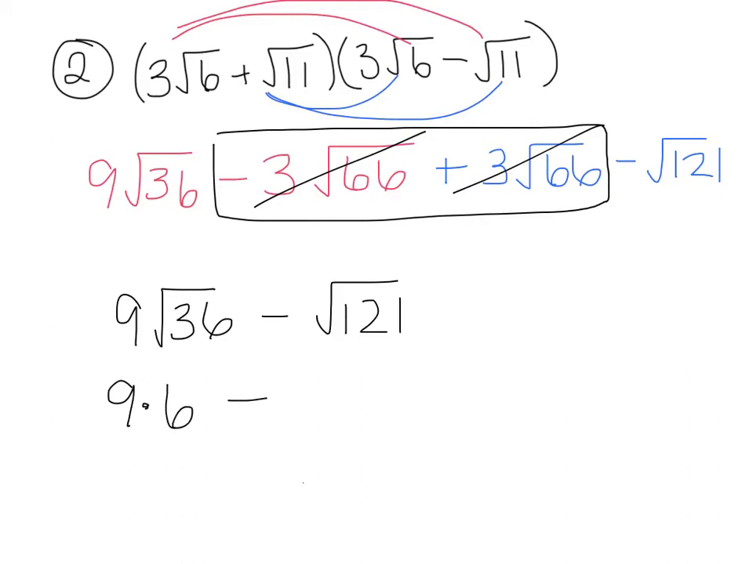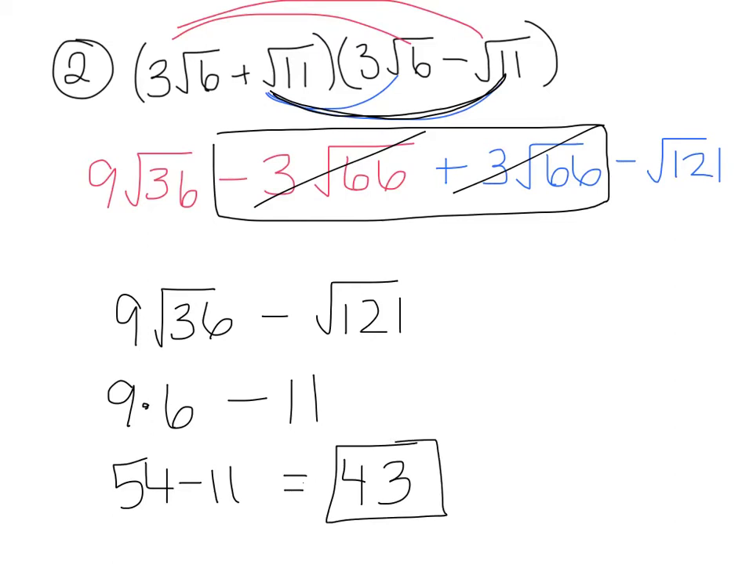And the square root of 121 is also a perfect square, and if we notice, we took 11 times 11 to get 121, so the square root of 121 is 11, so minus 11. 9 times 6 is 54, minus 11, so we end up with 43 as our final answer. So something as complex as this right here simplifies down to just 43.